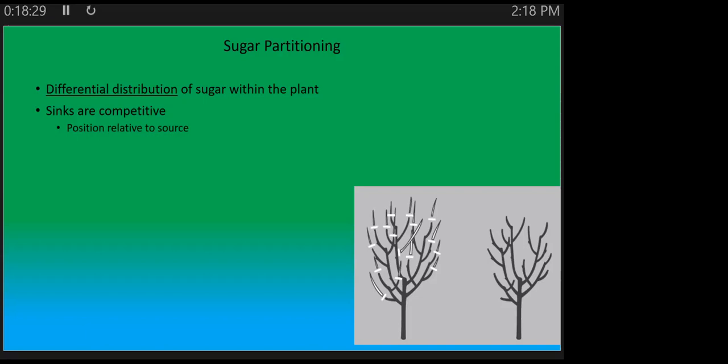Part of the reason they're competitive is sometimes it's relative, like how close physically is the sink to the source, because then it's a very short pathway, and so that sink tissue would tend to get a lot of the sugar because it's relatively easy just to send it a short distance. They've also noted the vascular connections, like how are the veins and the vascular connection between the source and the sink? Is it really straightforward? Is it more branched, complex? That can play into it.